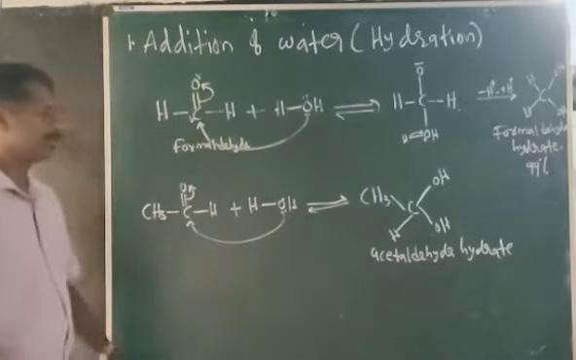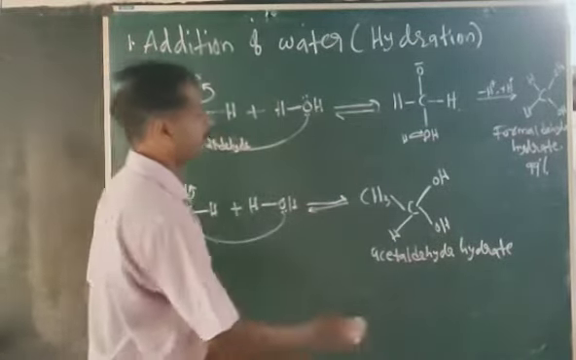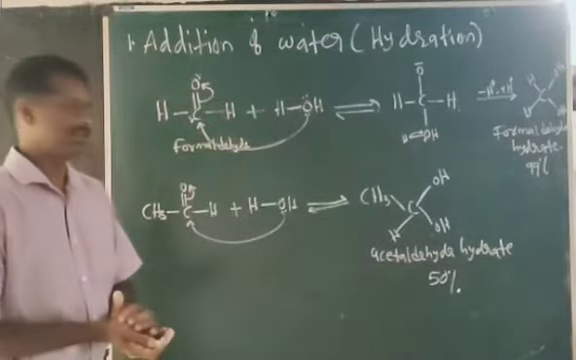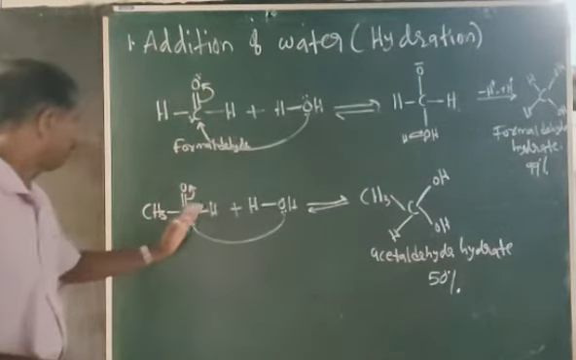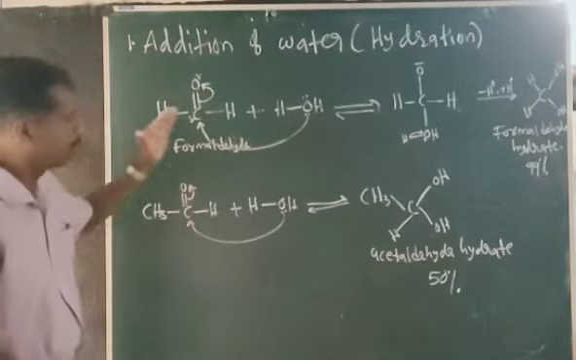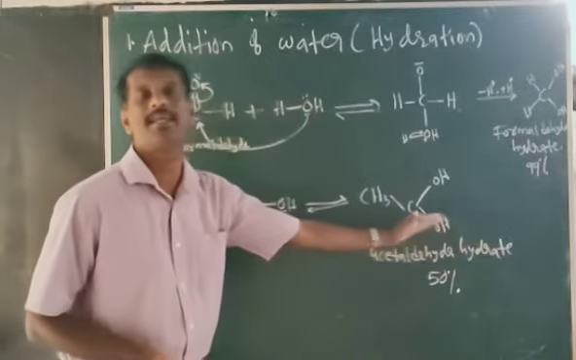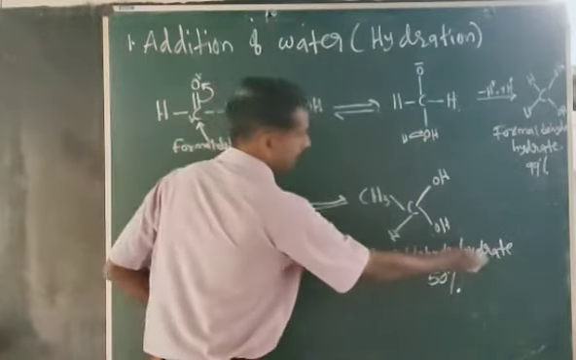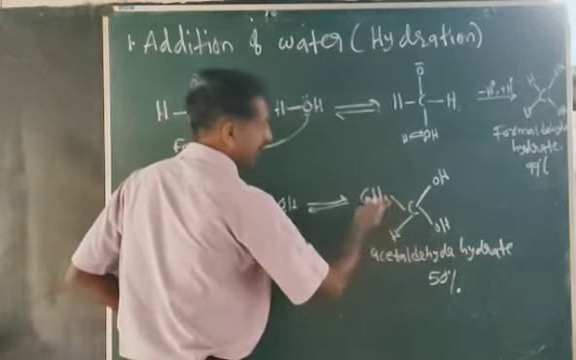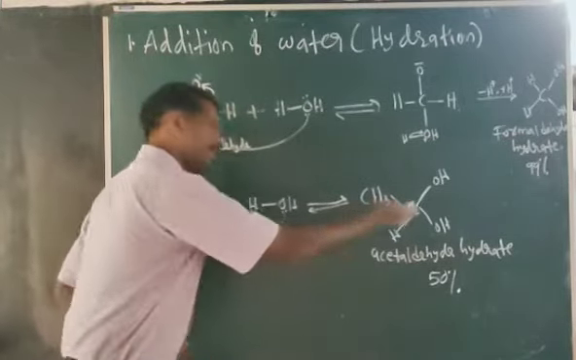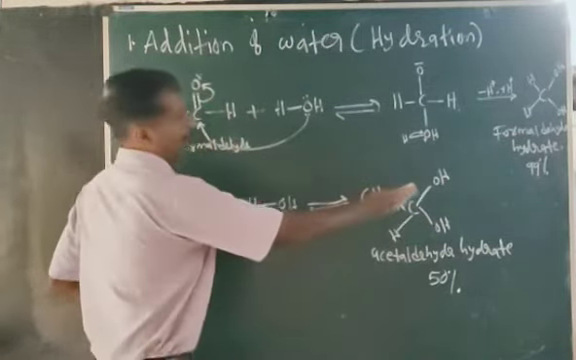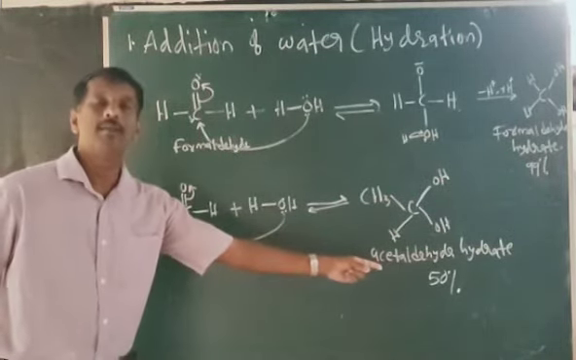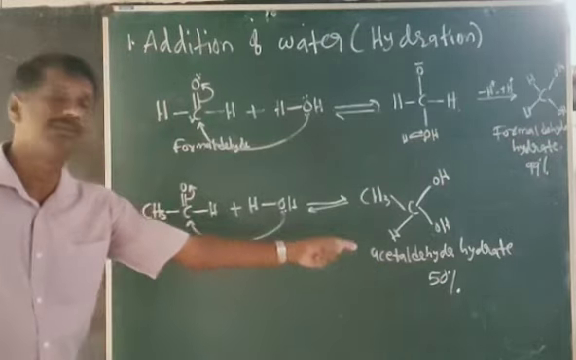When you see the percentage of acetaldehyde hydrate formed, we can see that it's only 50%. That means only 50% of the acetaldehyde is converted to acetaldehyde hydrate. Another name of acetaldehyde hydrate is ethane-1,1-diol. Anyway, leave that. The percentage of yield is 50%.